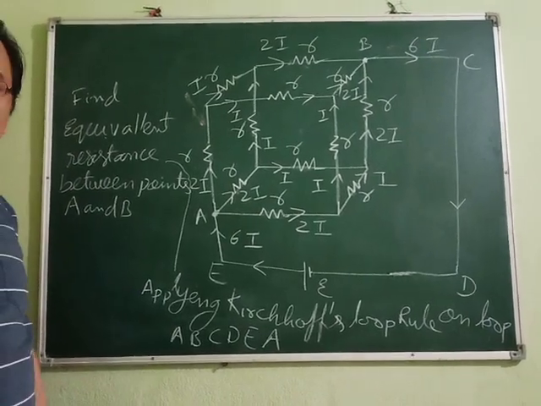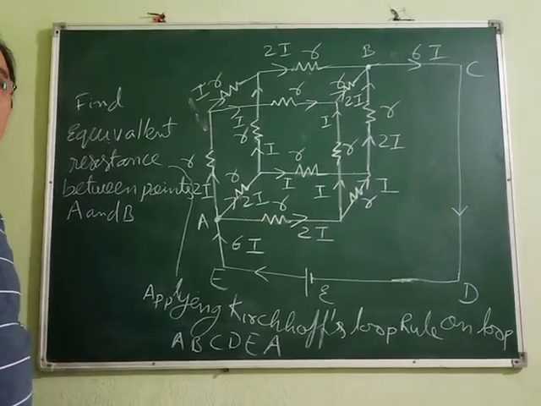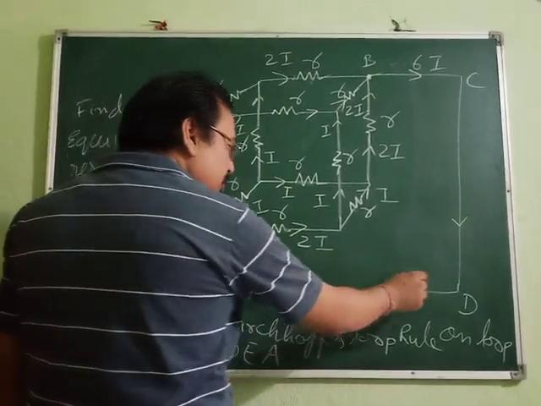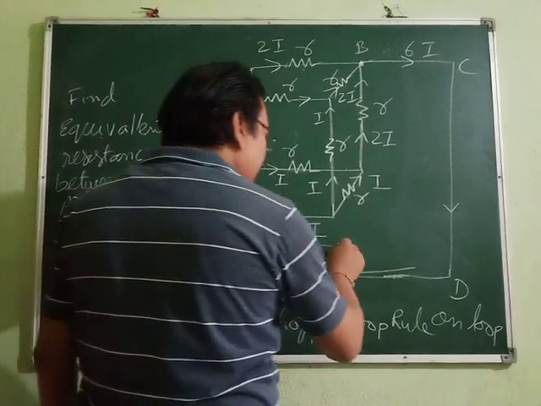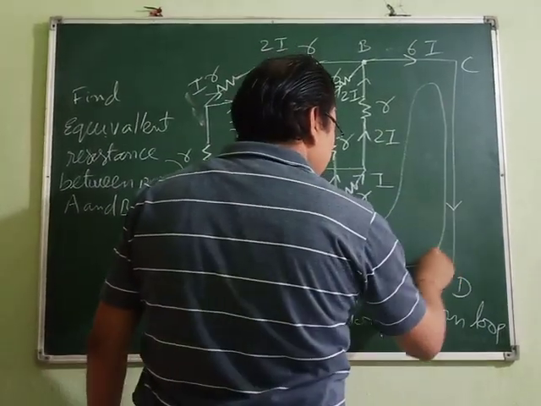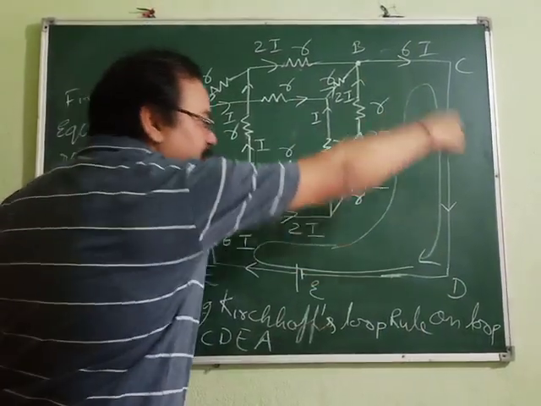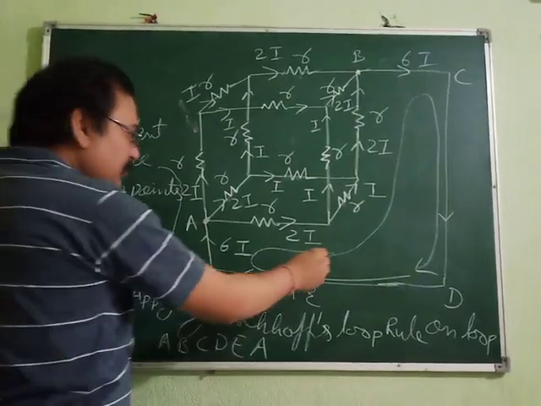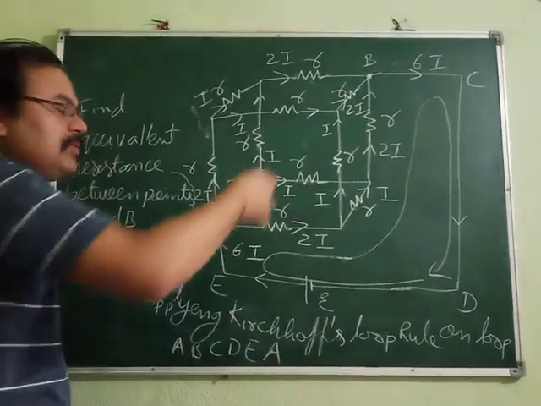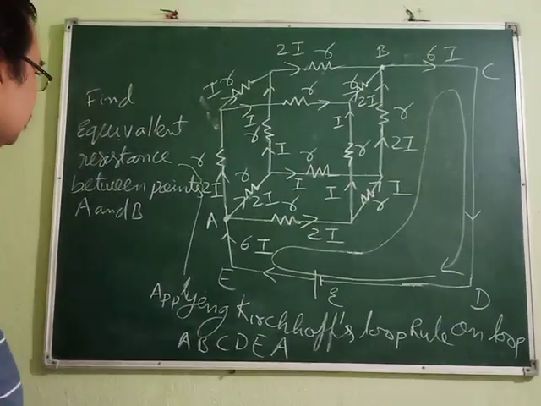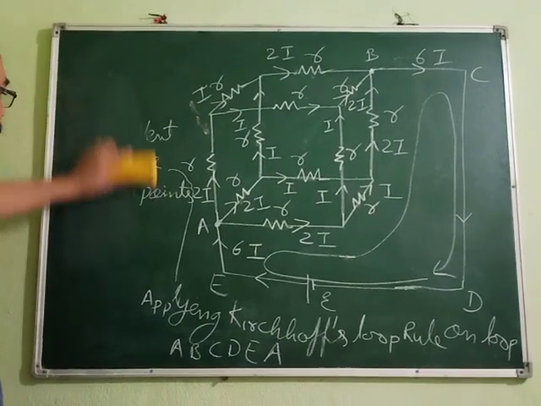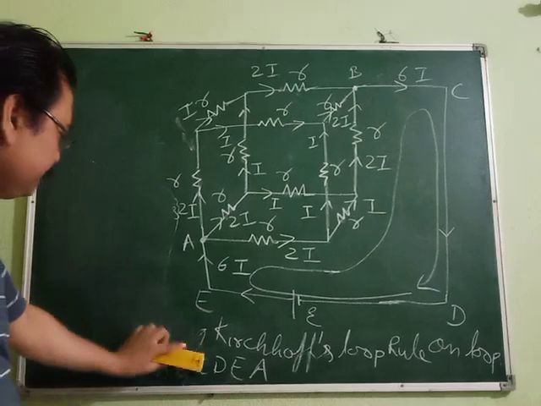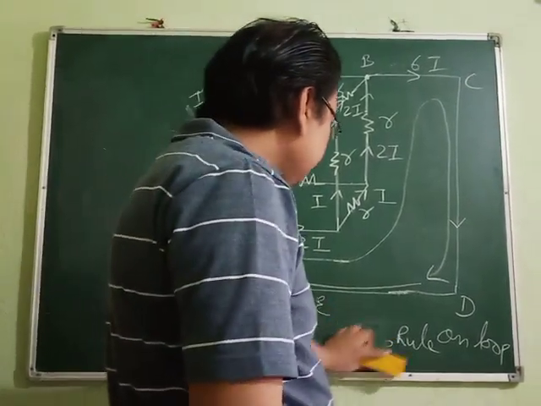Now, before applying the loop rule, we have to mark the direction of motion. You can take any direction, no problem. But we are going to take the direction of motion like this. Which type of motion is it? Clockwise. Now according to this direction of motion, we have to write the equation. Let us write the equation. I'm going to write the equation part.